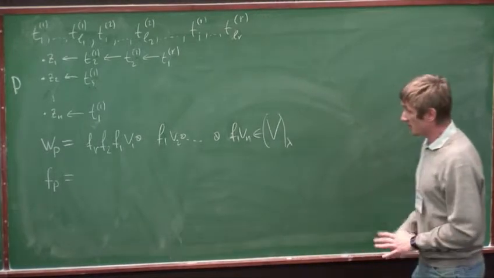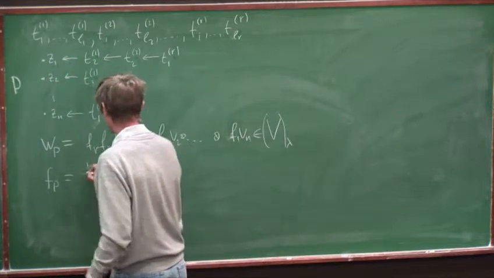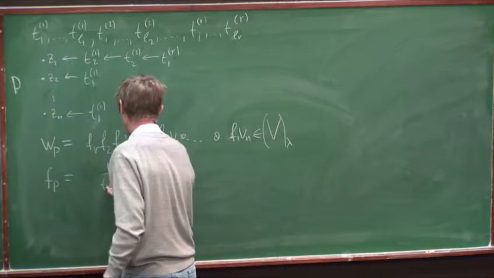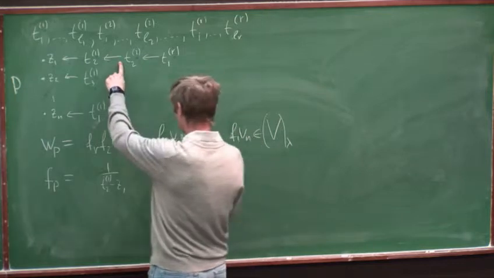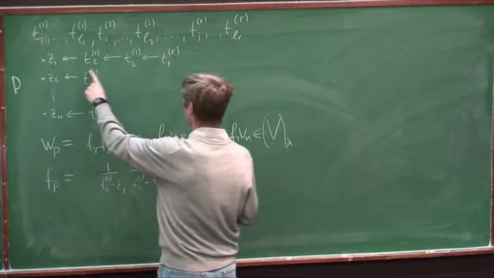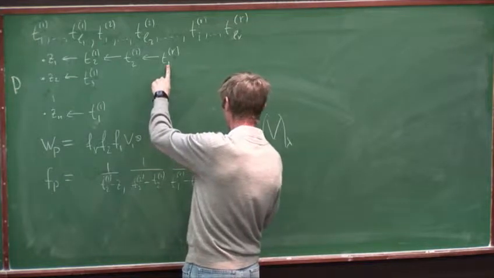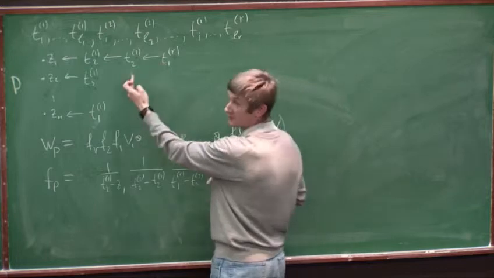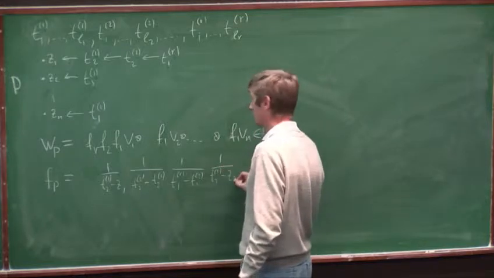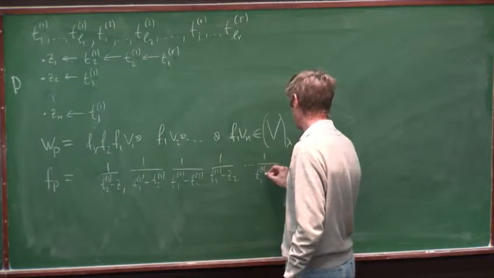The function Fp is just a rational function where I write a product for each arrow. For this arrow, I write 1 over T2,1 minus Z1. For this arrow, I write 1 over T2,2 minus T2,1. And for this arrow, I write 1 over T1,R minus T2,2. So for each arrow, I write where it starts minus where it ends. And for this one, I write 1 over T3,1 minus Z2. For this one, I write 1 over T1,1 minus Zn.